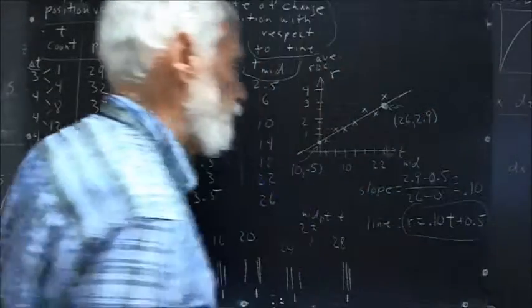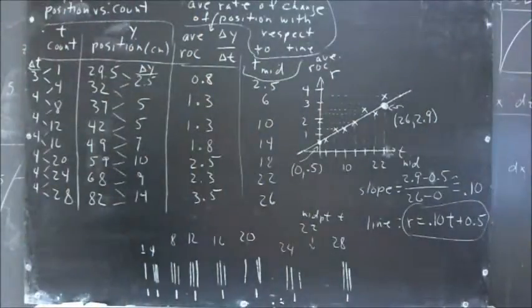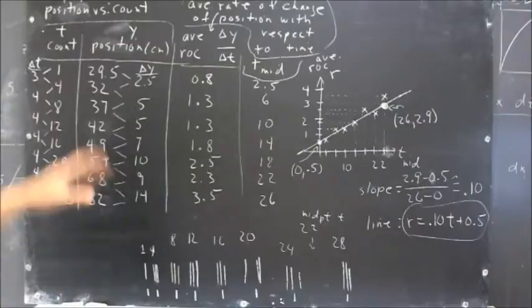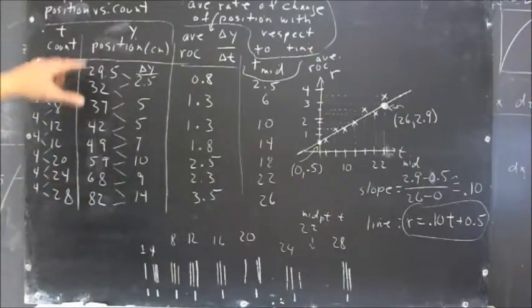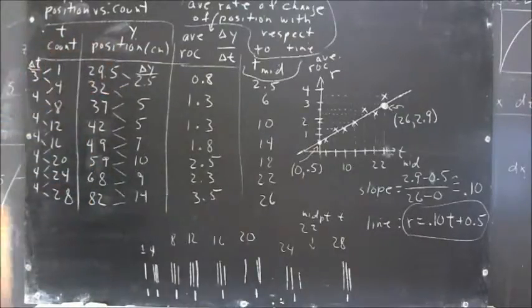Now, we want to go back and do a scatter diagram for our position versus time. I'm going to use another board, so we'll stop here, and we'll do that in a subsequent video.